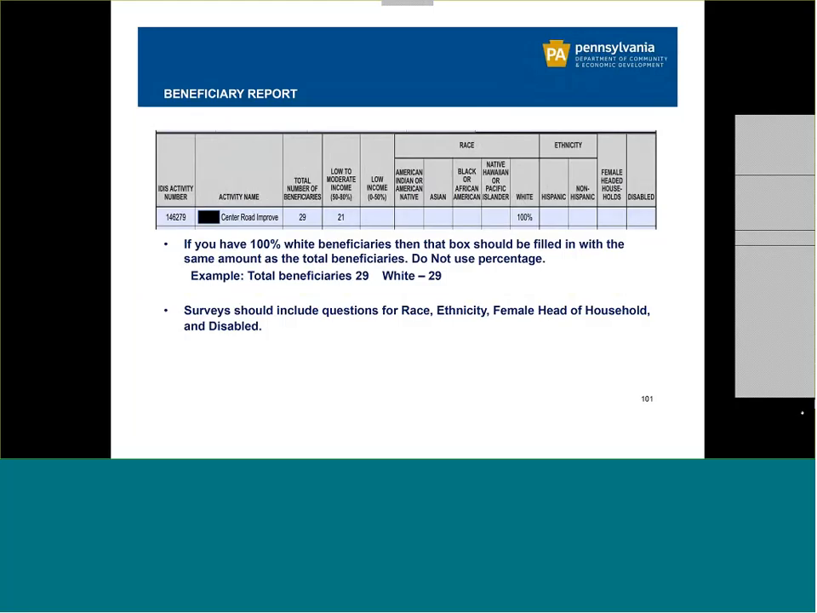Now for the bad. Here, if you have 100%, first thing, like we said before, do not put a percentage. We want to actually see the number. The assumption here is that all 29 beneficiaries were white, so we should see 29 in that box. We also should have ethnicity, female head of household, and disabled. If your surveys do not have those items on them, you need to update your surveys.